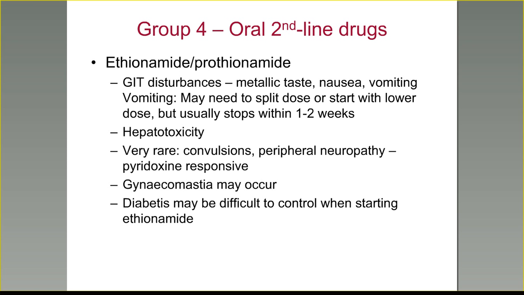Very rare with ethionamide are convulsions and peripheral neuropathy, because ethionamide is a drug close to isoniazid, so it's in the same group of drugs, and these neurological side effects are pyridoxine responsive, and we do start all our patients on second-line therapy on pyridoxine supplementation.